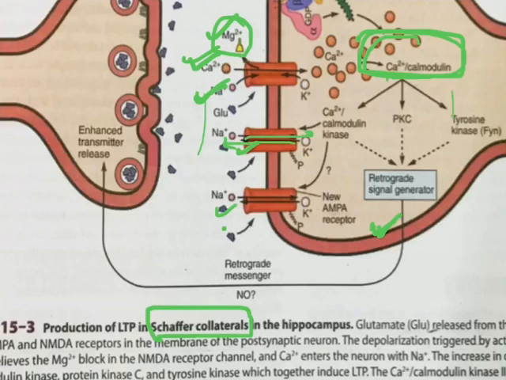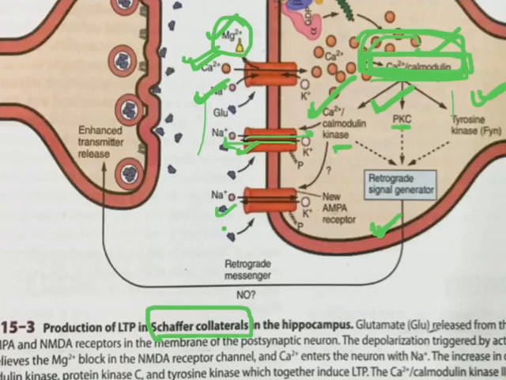This is calcium calmodulin. Calmodulin means cal stands for calcium, modulin means it gets modulated because of the presence of the calcium. So this complex of the calcium along with the calmodulin will activate calcium calmodulin kinase, then PKC, protein kinase C, and tyrosine kinase. All these three kinases, calcium calmodulin kinase, protein kinase C and tyrosine kinase, what do they do?